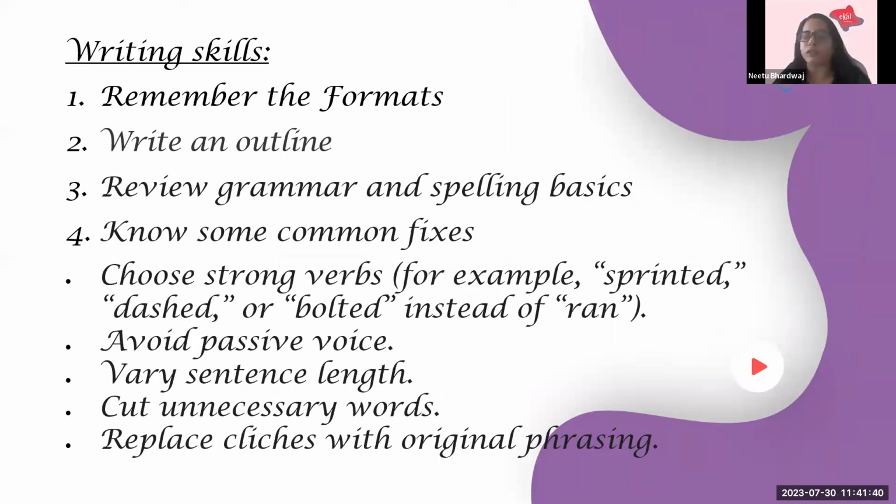Write an outline. Now, what do you understand by write an outline? When you're writing any kind of a piece of English writing, for example, you're writing a composition or an essay or a diary, with the help of a pencil, quickly jot down points. Okay, I'm going to write this, I'm going to write this, I'm going to write this. And then start writing your answers. Straight away, don't start writing the answer. With the pencil, you can do rough work.